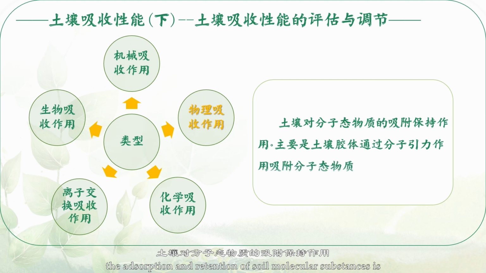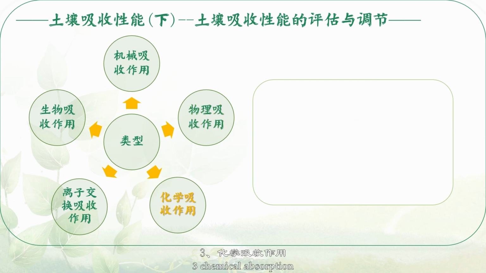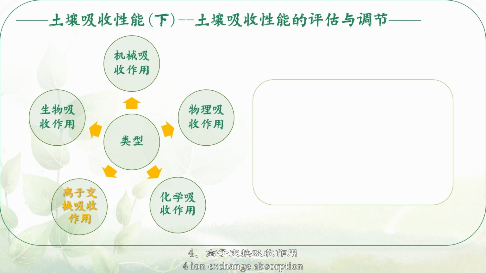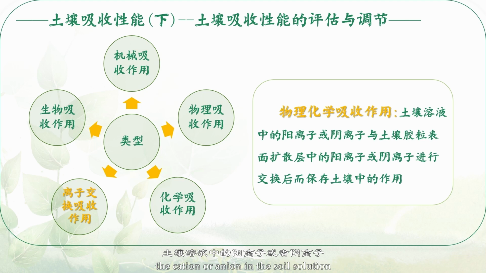The absorption and retention of soil molecular substances is mainly due to the absorption of molecular substances by soil colloid through molecular attraction. 3. Chemical absorption. The process in which soluble salts are converted into insoluble salts in the soil and stored in the soil is called chemical fixation. 4. Ion exchange absorption. The cation or anion in the soil solution is exchanged with the cation or anion in the diffusion layer on the surface of soil colloidal particles and then stored in the soil, which is also called physical and chemical absorption.